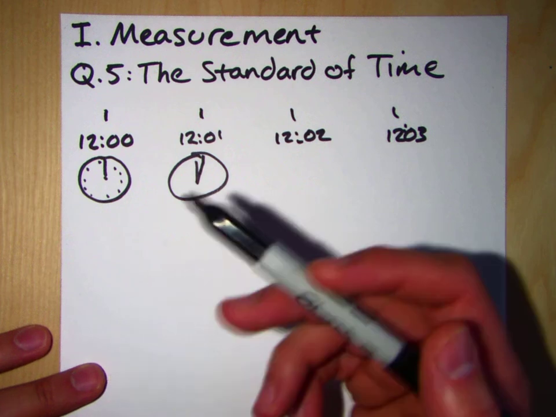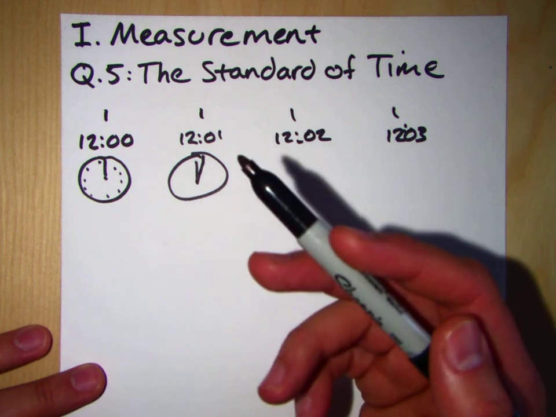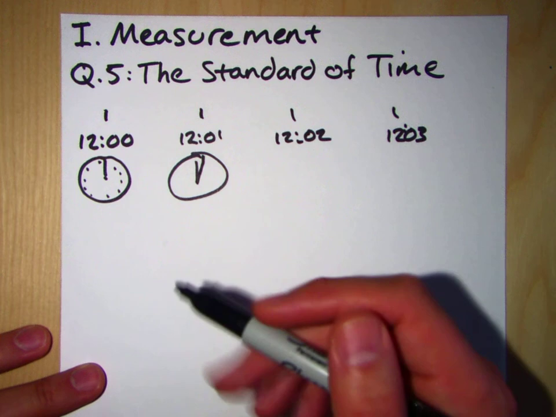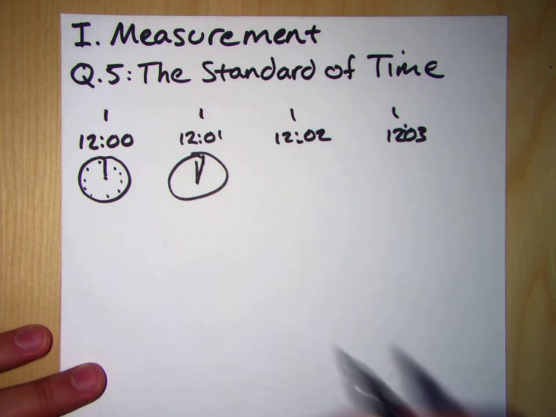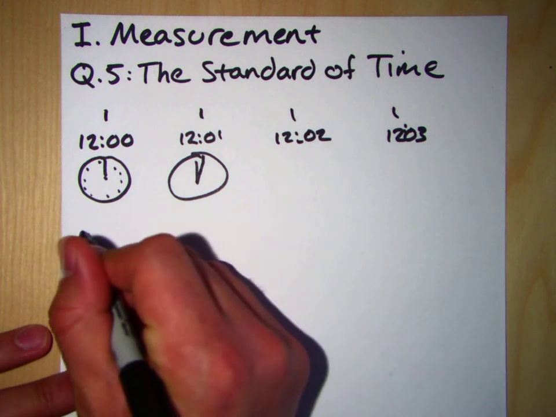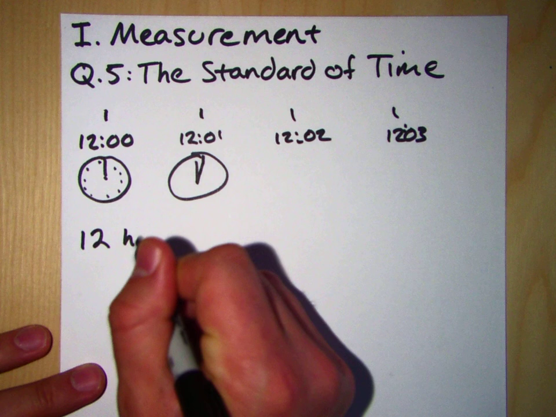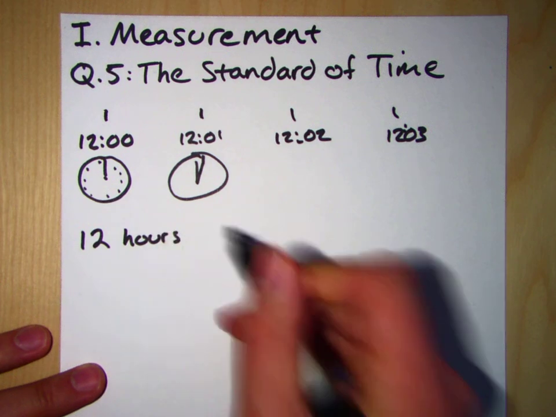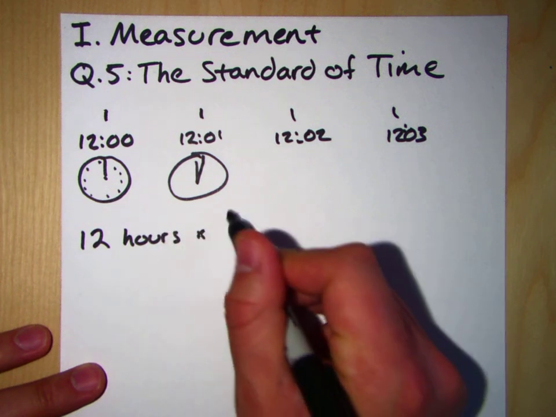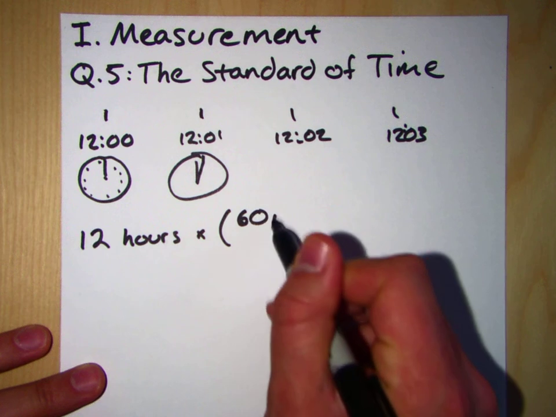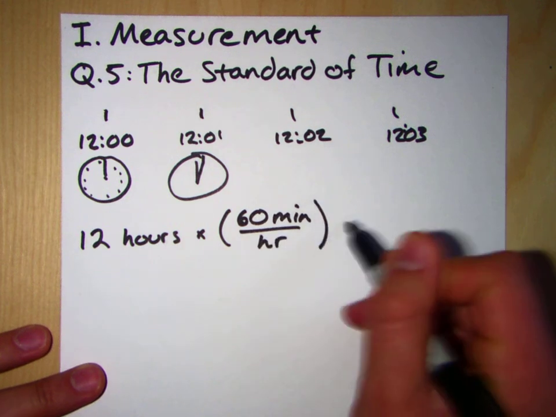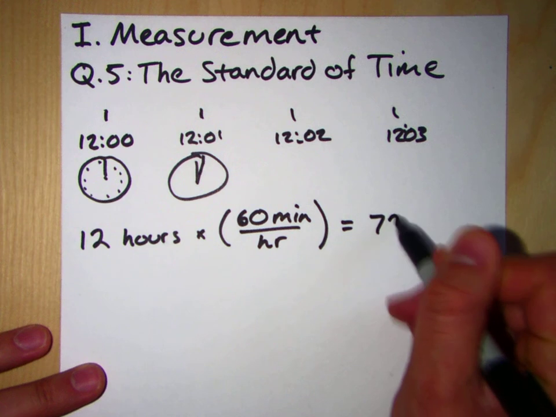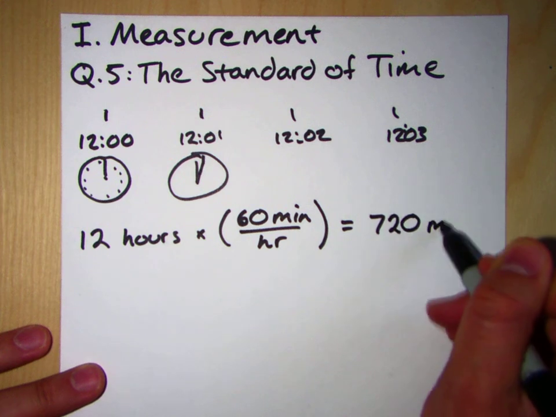So if it gains a minute a day, if the clock gains a minute a day, we want it to gain 12 hours of time to reset. So the question is, how many minutes are there in 12 hours? So 12 hours, and there are 60 minutes in an hour. And this is equal to 720 minutes.